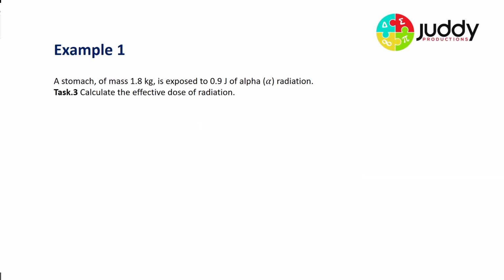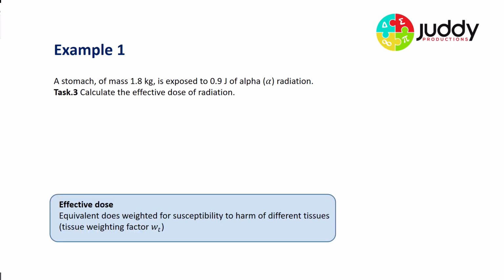Finally, number 3, calculate the effective dose of radiation. This will take into consideration the fact that it's the stomach being radiated and not other organs within the body. So effective dose is the equivalent dose weighted for susceptibility to harm of different tissues. Our symbol is E for the effective dose. Our equivalent dose was 10 sieverts from our previous calculation.